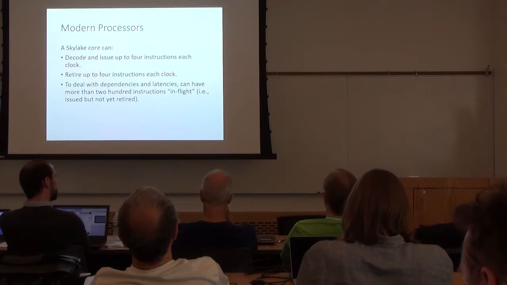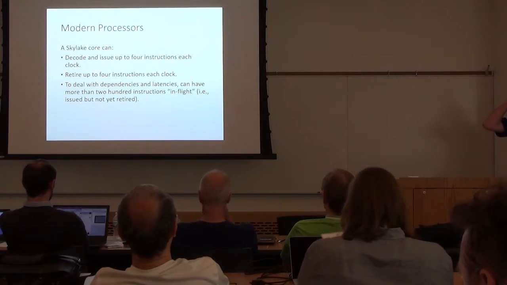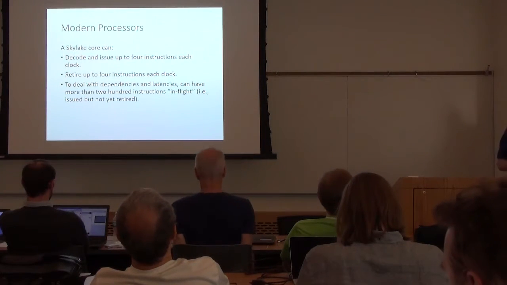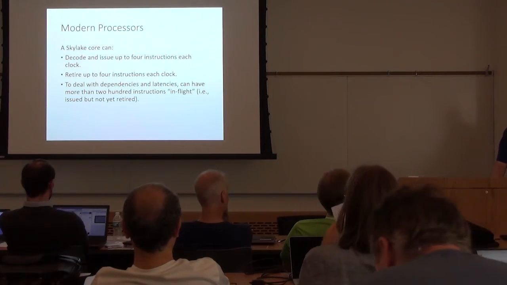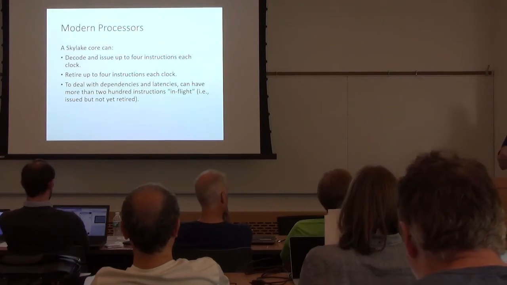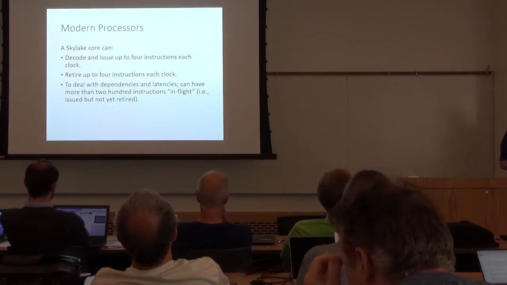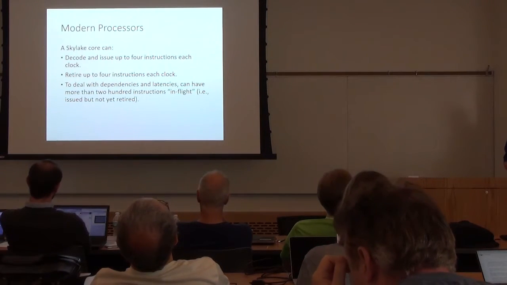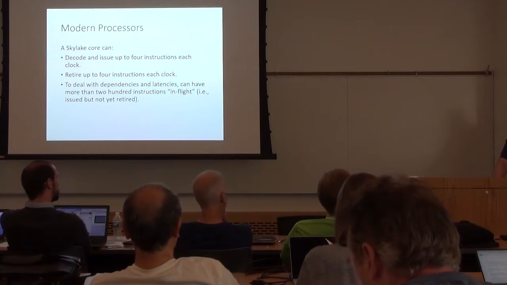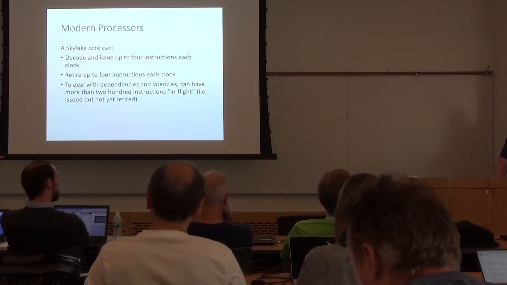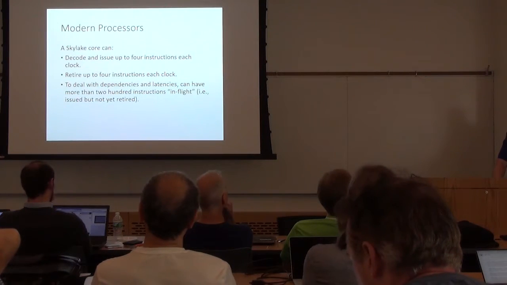So anyway, issuing an instruction means it's passed to the back end, and in the back end we have over 200 instructions that have currently been issued. It keeps track of all those instructions and the dependencies between them, and when all the dependencies are satisfied, that instruction can be executed. So this current generation can have more than 200 such instructions in flight at the same time.